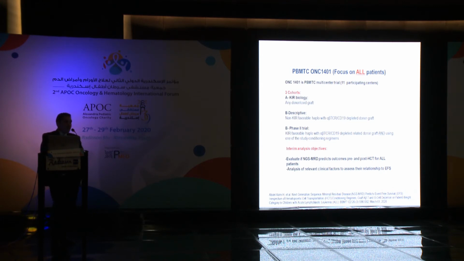included several other arms of several other diagnoses, so I'm going to focus on the results for ALL patients. This is a multi-center trial that had 11 participating centers, and it did have 3 cohorts. First one is the KIR biology cohort, which allowed any donor or any cord blood graft. Then the descriptive cohort, which is basically the non-KIR favorable haplo, but those patients underwent TCR alpha beta depletion as a source of the graft.